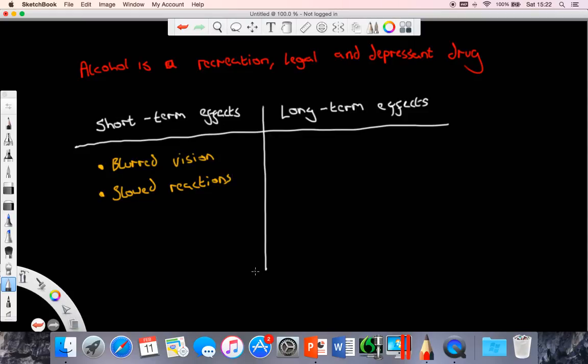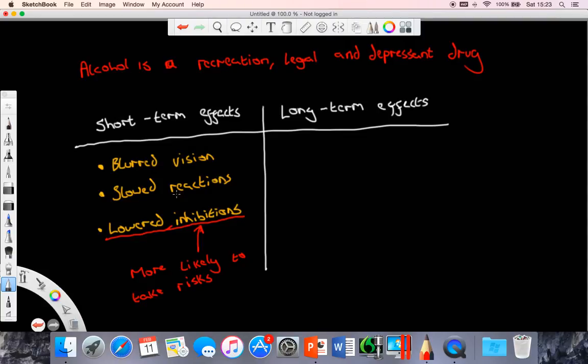And we also have lowered inhibitions. Okay? Now, what we mean by this, let me just spell it, inhibitions. What we mean by this is the fact that you're more likely to take risks, okay? You're more likely to take risks when you've had a lot of alcohol. So lowered inhibition means you're more likely to take risks. So essentially, you're more likely to get hurt with the short-term effects of alcohol. Because you have blurred vision, because you have these slow reactions, and because you have lowered inhibitions, you're more likely to take risks. These things joined together result in you being more likely to have an accident.